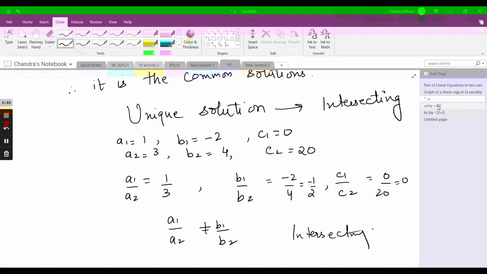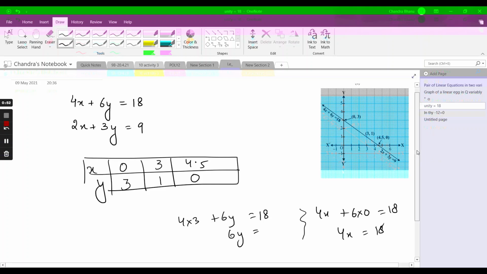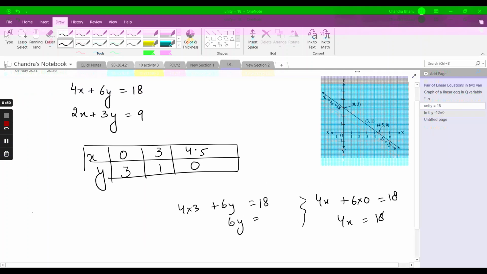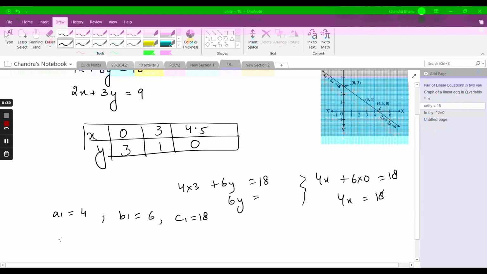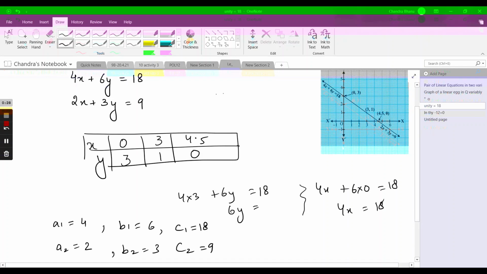Let's check the second example that we did. Here, what was A1? A1 is 4, B1 is 6, C1 is 18, A2 is 2, B2 is 3, C2 is 9. Please remember that in standard form we had C1 on the left hand side and on the right hand side it was 0.